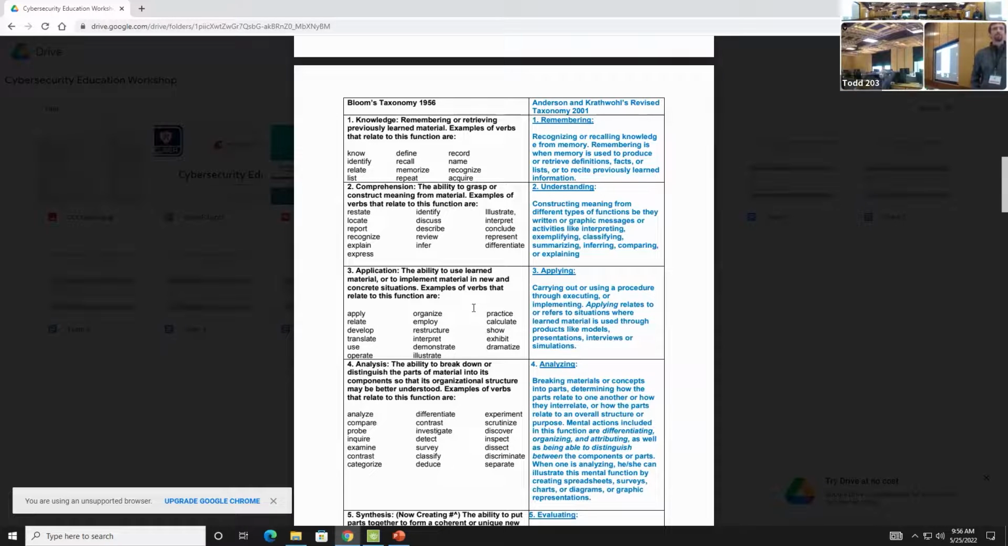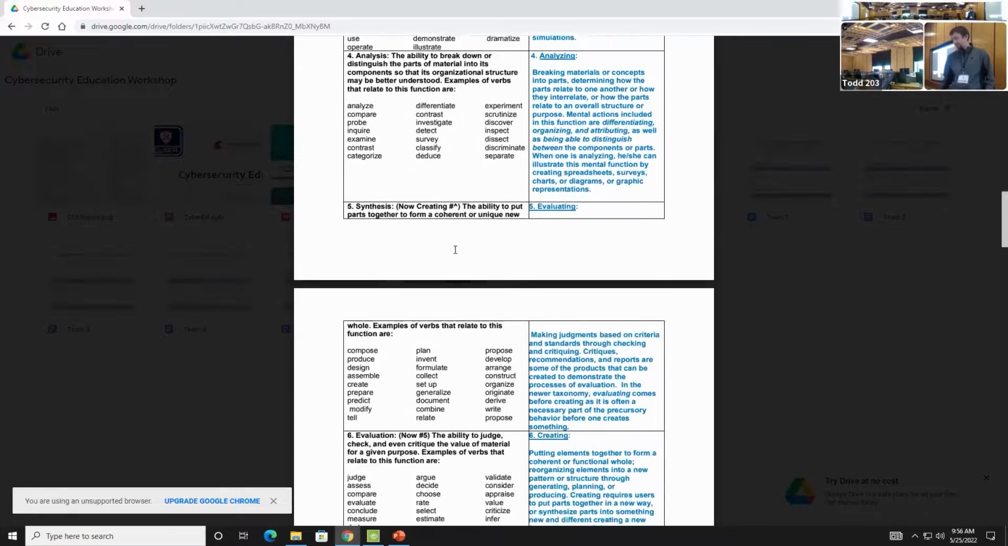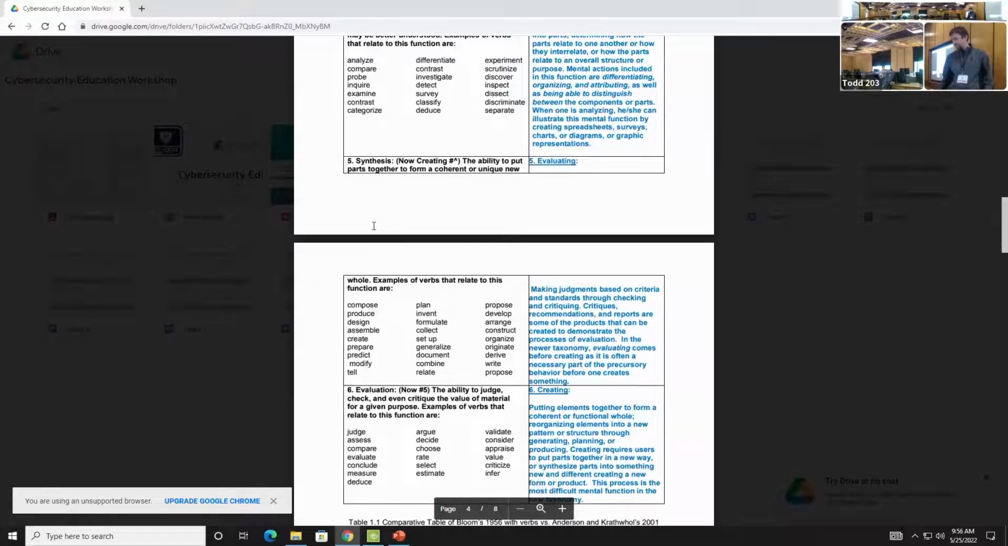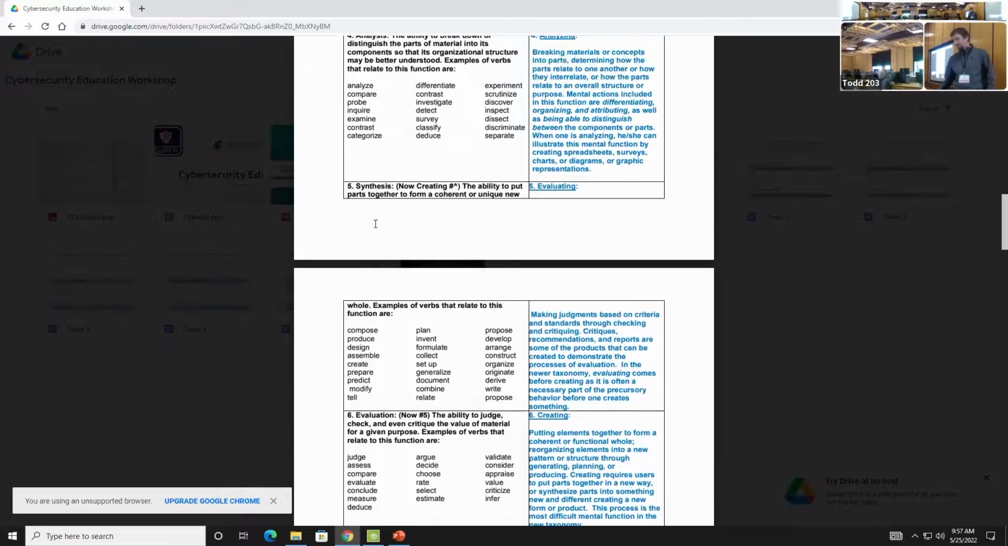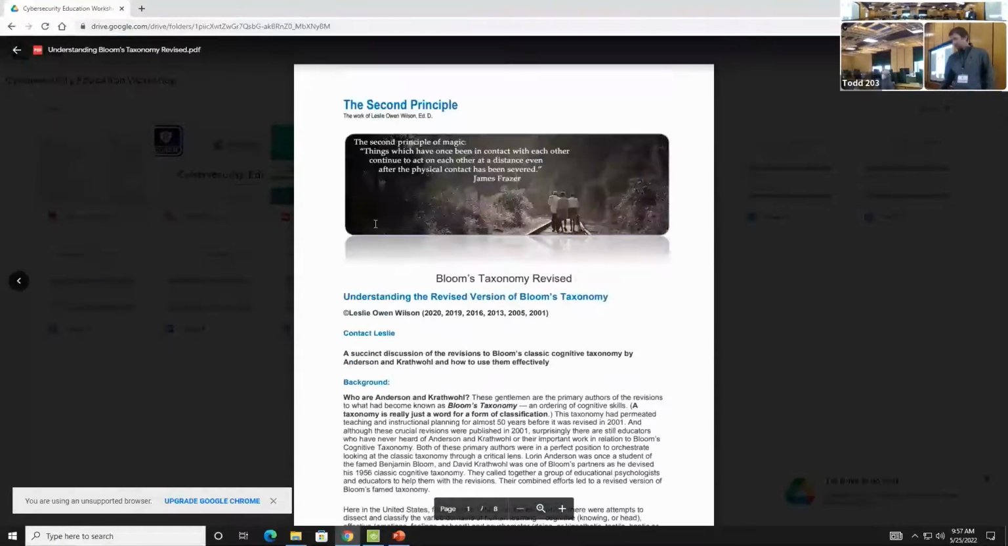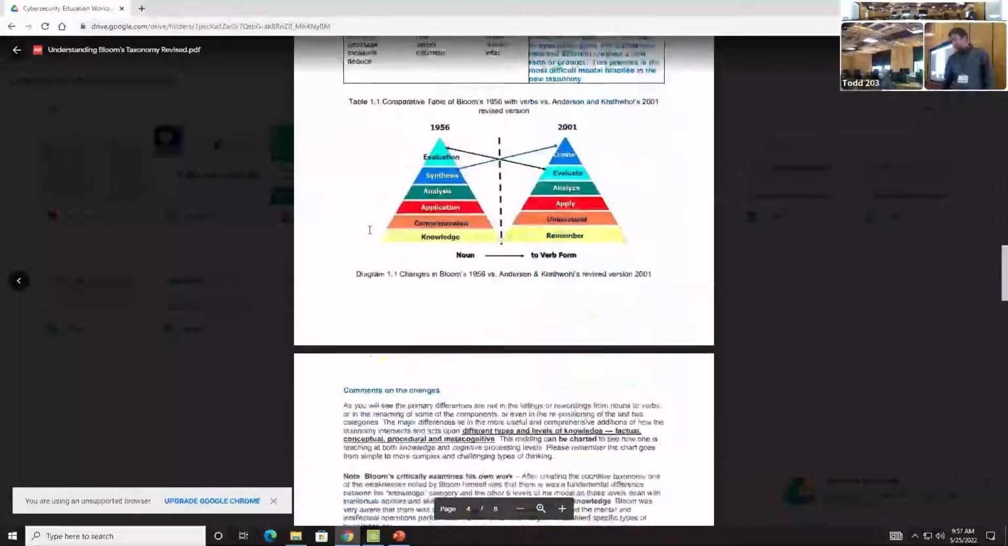Is there any sense in which the ability to apply higher levels in the taxonomy, and by that I mean analysis, evaluation, synthesis, creating, requires mastery of lower levels? Is there a sense in which there's a foundational level, these levels build on each other? Yeah, that's why they use the pyramid, I guess.